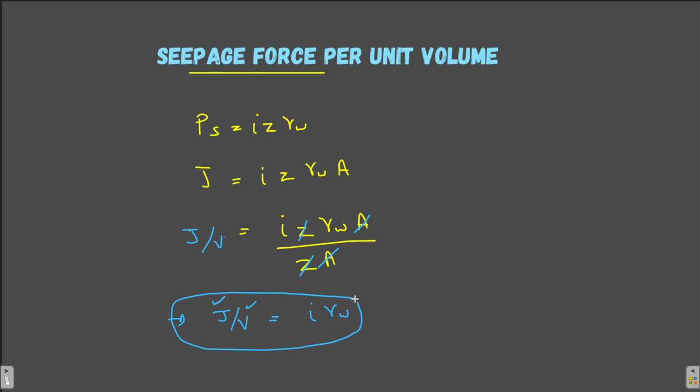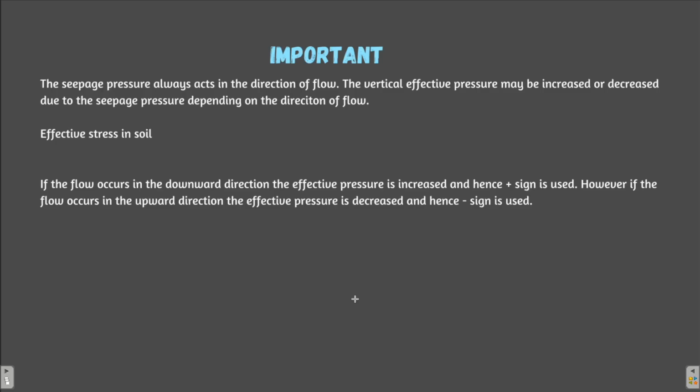Okay. So we have learned how to calculate the seepage force. Along with that, very simple concepts we have learned about the seepage force per unit volume and what is seepage force. Now, one more very important thing to understand: the seepage pressure always acts in the direction of flow. What direction of flow? Direction of flow of water. The vertical effective stress of the soil may be increased or decreased due to the seepage pressure depending on the direction of flow.